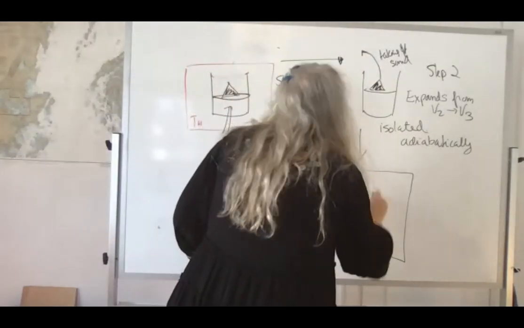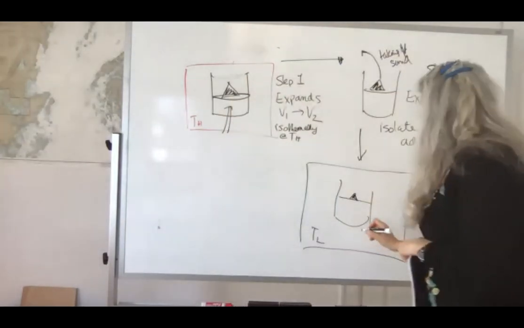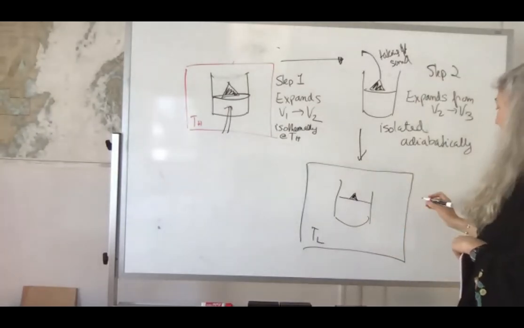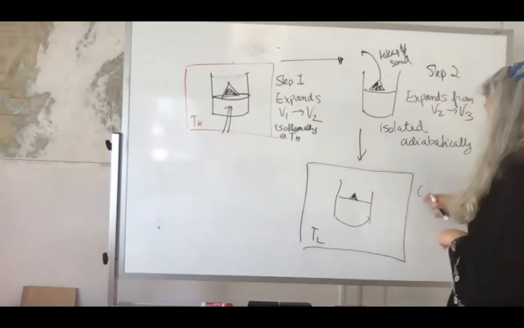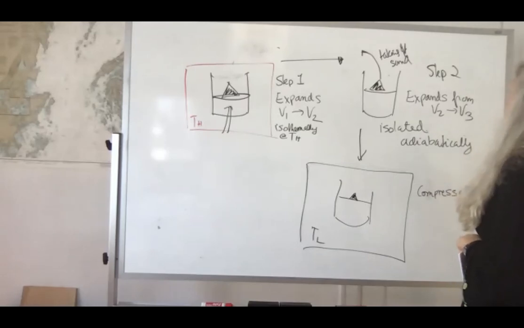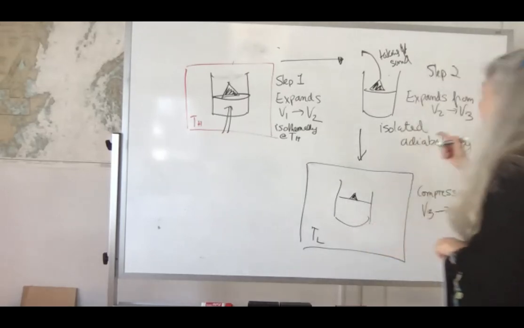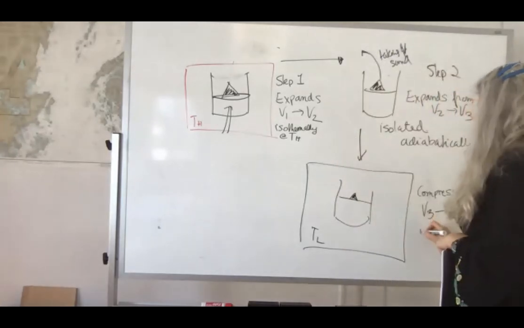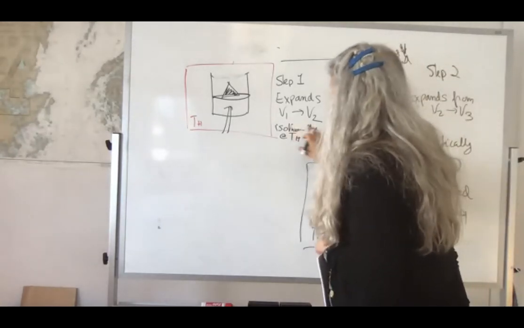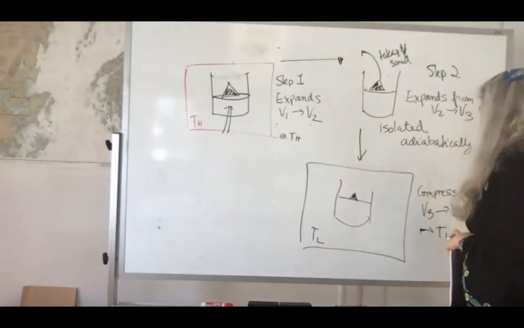Now we have step 3. We've taken off the sand, so we have a little bit of sand, and now we're putting it in the cold reservoir, and so it's going to cool off. So it compresses now, from V3 to V4. This is in the bath, so it's maybe not exactly isothermal, but it's going to get to TL.